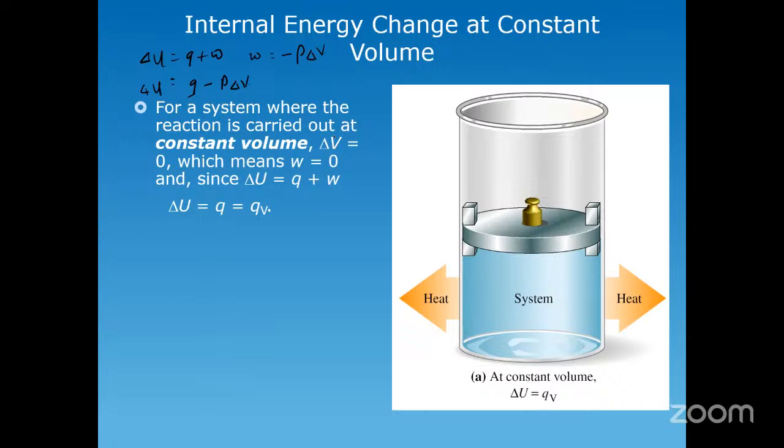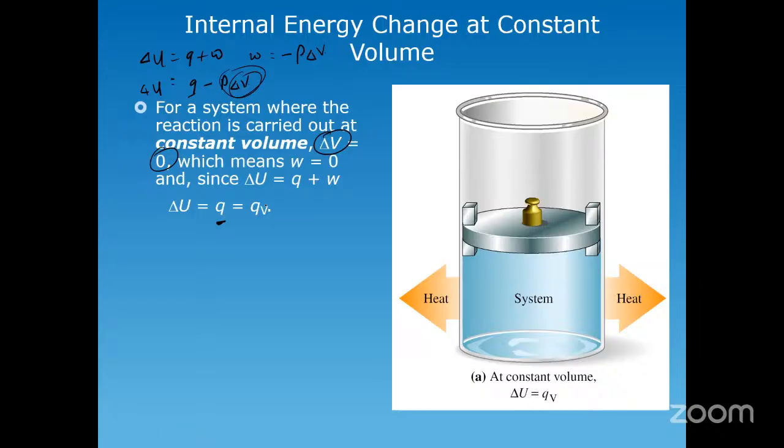Now, if we're saying that the volume does not change, what that means is that delta V here would be equal to 0. So if delta V is equal to 0, then that term will be equal to 0, which means that delta U will be equal to Q, right? And we represent that as Q sub V. The sub V basically means that the volume remains constant, right?